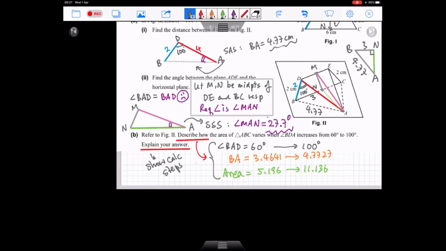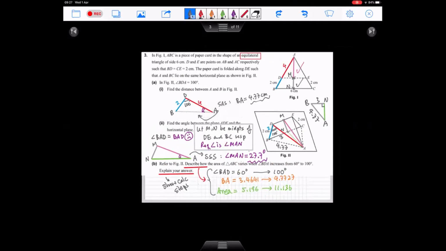Some of us gave the description too briefly. The area increases, right? That's too brief. Some of us give a description but no explanation. So you need to have a description, and then you have to have an explanation.